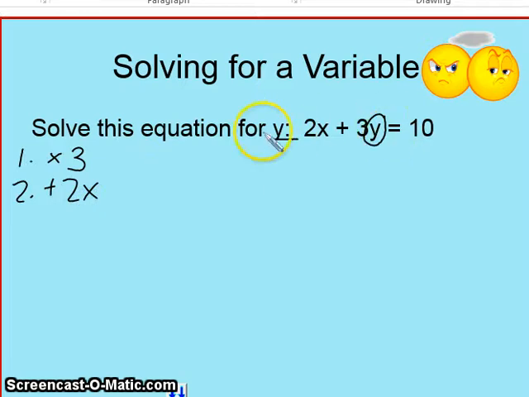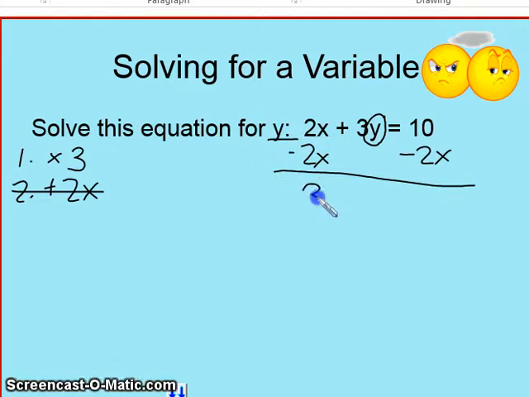Now, in order to solve this equation for y, we are going to do opposite operations in opposite order. So instead of adding 2x last, we are going to subtract 2x first. That takes care of our last operation. Now what I do to one side, I must do to the other. 2x minus 2x gets me 0 on the left side, so I'm left with 0 plus 3y.